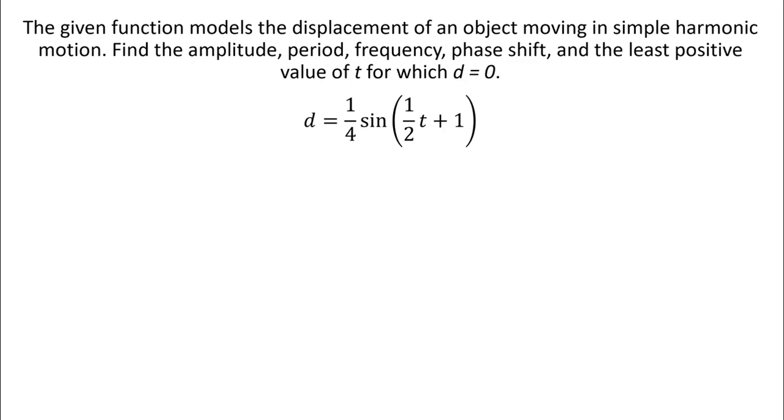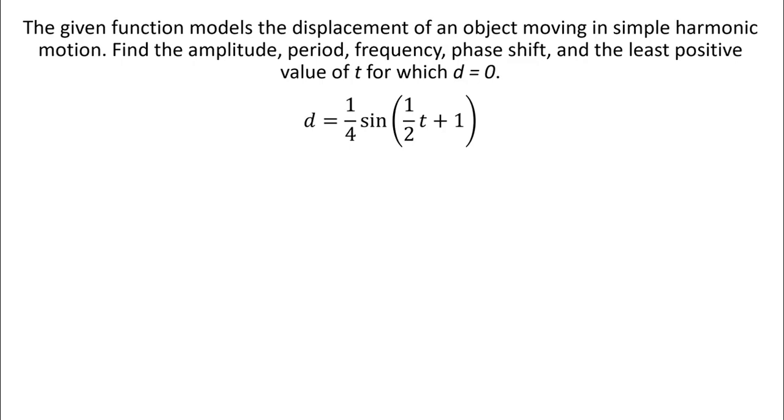Now, when we find the least positive value of t for which d equals 0, what we're essentially finding is the least amount of time that it takes for this thing, whatever movement we're modeling here, to be in equilibrium. So we're finding the first place at which this thing is at equilibrium.